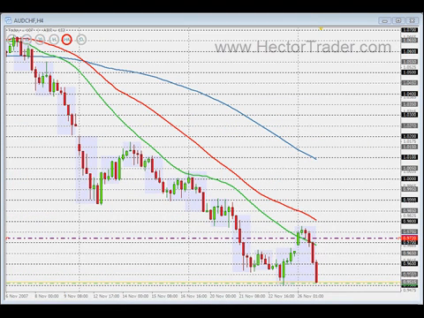Hi guys, this is Hector again. One quick update to let you know that I've taken half of my lot size out at my first target, and I've moved the stop to break even. Pretty painless trade so far. Upon entry, prices moved right away in my direction.